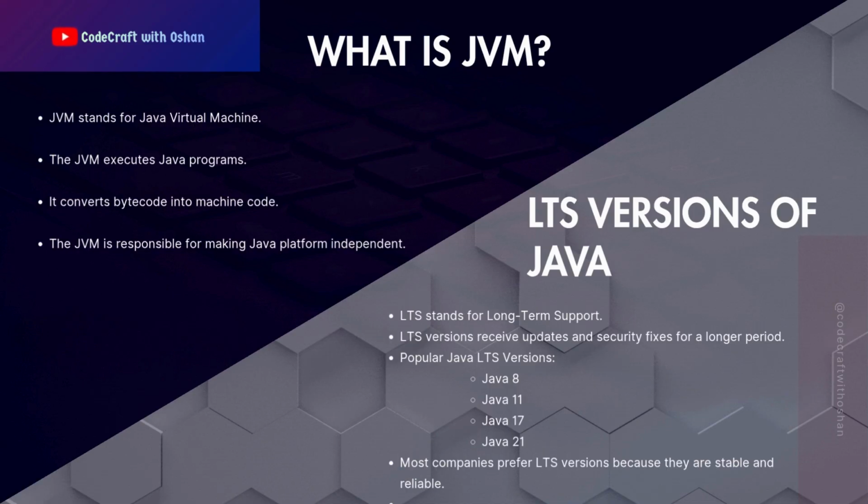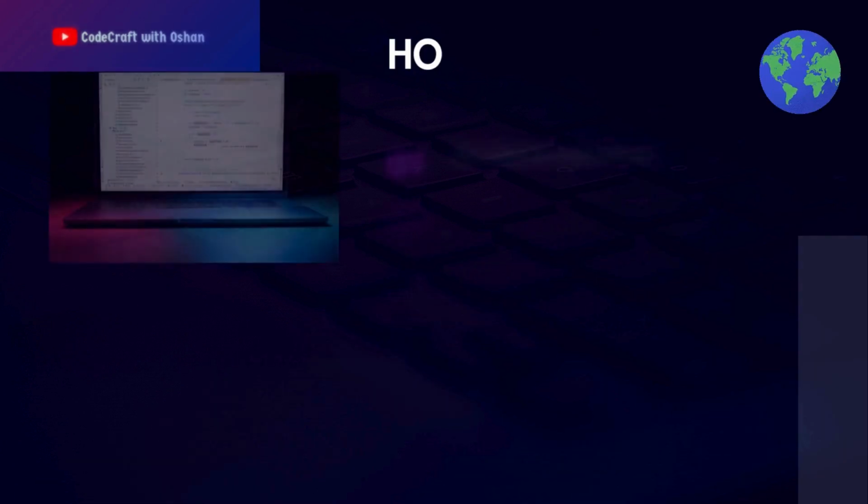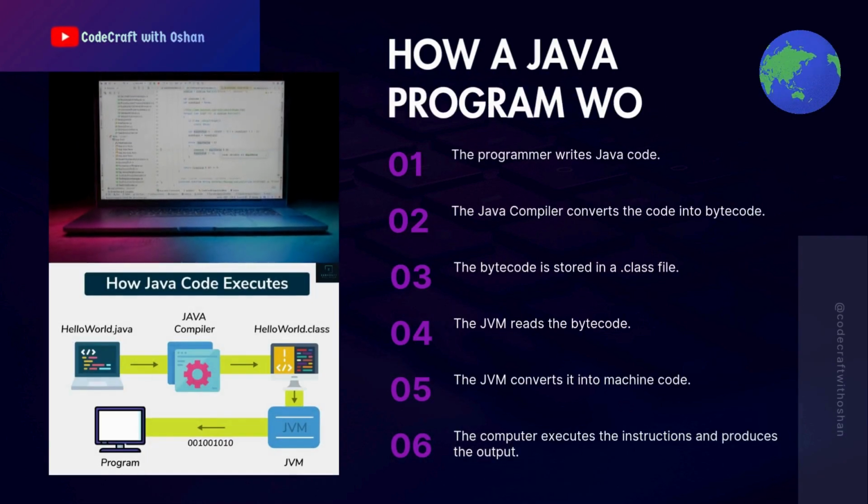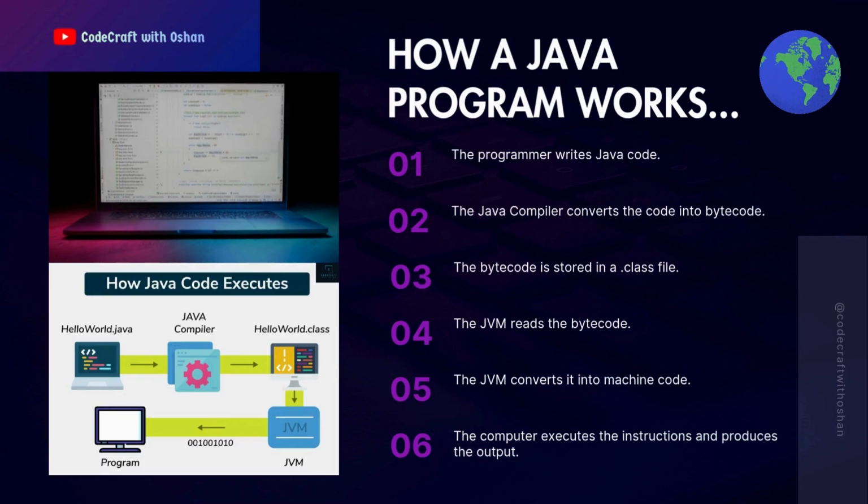So now that we understand Java and its important components, let's see what actually happens when we run a Java program. The journey of a Java program begins when a programmer writes code inside a file with the .java extension. Once the code is written, the Java compiler converts it into bytecode. The bytecode is stored in a file with the .class extension, not .java.